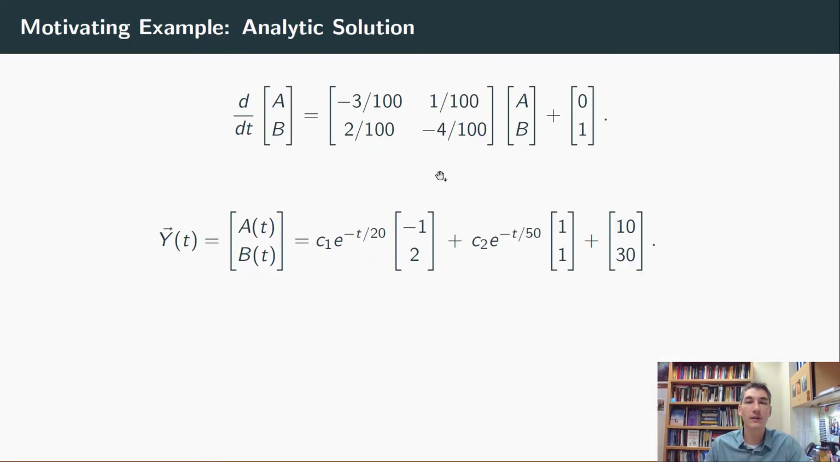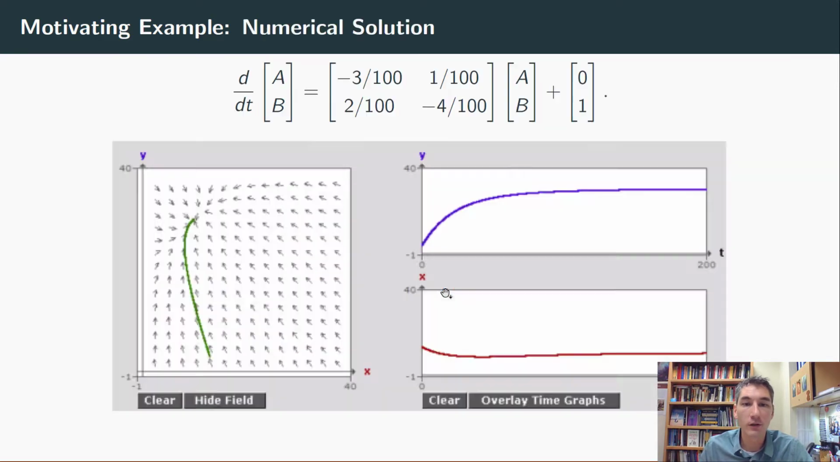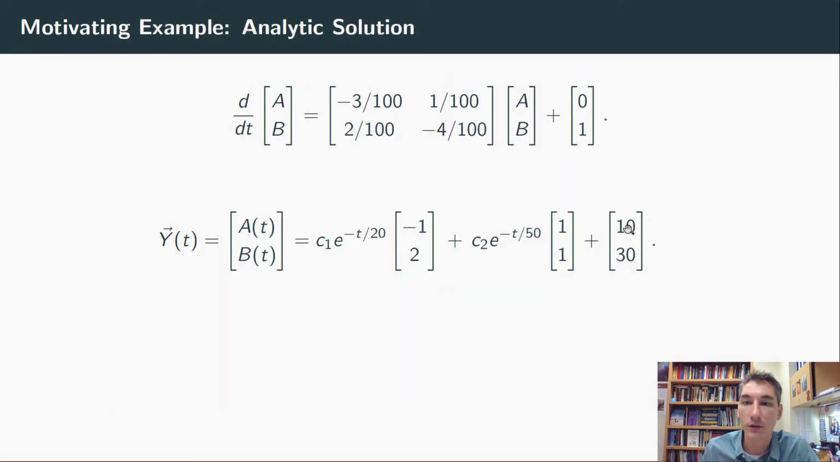You can also solve it exactly for an analytic solution, right? This is your homogeneous solution here. If you find the eigenvectors of this matrix, it's this, and the eigenvalues are negative 1 over 20 and negative 1 over 50. So there's your homogeneous solution right there. And the particular solution, we're guessing it's a constant. That turns out to be true, and it is in fact 10, 30. And so there's your general solution right there.